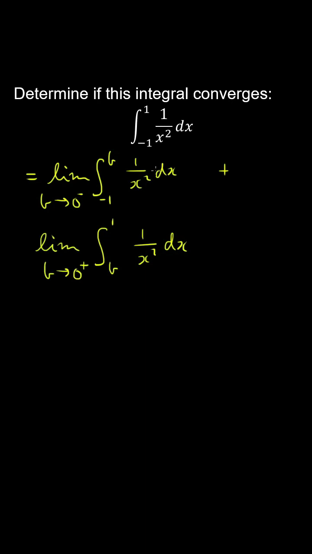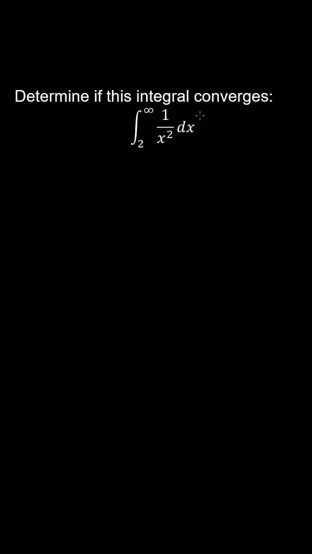And now what you do is evaluate the integral, take the limit to determine if the integral converges, and post your answer in the comments. Let's determine if this integral converges. So what we have is an improper integral because we have a limit of integration that's infinity. So we replace that with a dummy variable and take the limit as the dummy variable goes to infinity. So effectively we're integrating from 2 to b, and our integrand is 1 on x squared.